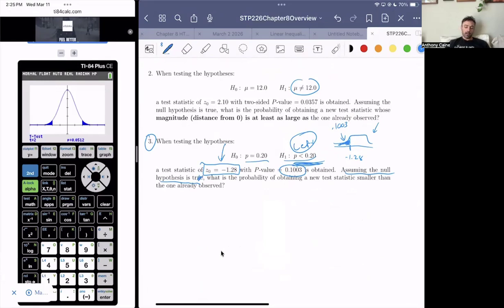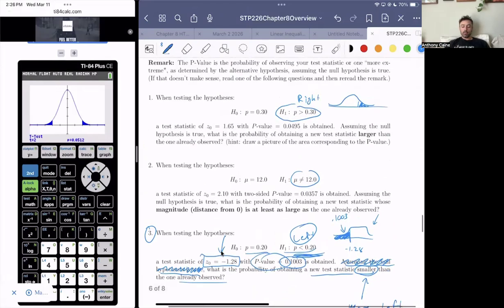Okay. If that confuses you, you can legitimately just delete it and skip to the following part of the question. What is the probability of obtaining a new test statistic smaller than the one already observed? Now, smaller in a math context means more left. Okay, so what's the probability that you land in this region? And the answer is your p-value. The answer is 0.1003. That's what a p-value is telling you.